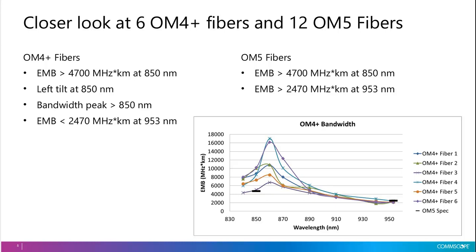Finally, we made sure that these fibers had an EMB below 2470 megahertz kilometers at 953 nanometers. That's below the OM5 spec. So the OM4 plus fibers are compliant to the OM4 standard. They meet the special screening criteria to be called OM4 plus, but they do not comply with the OM5 standard.